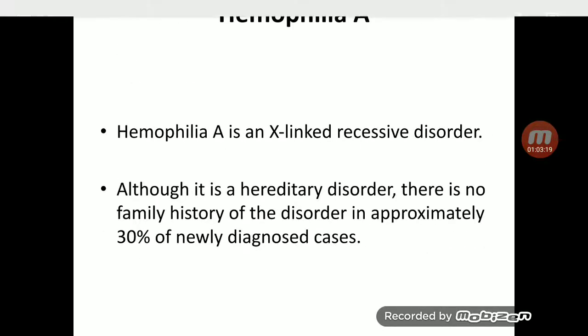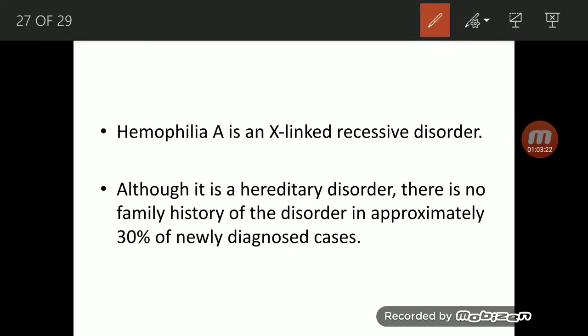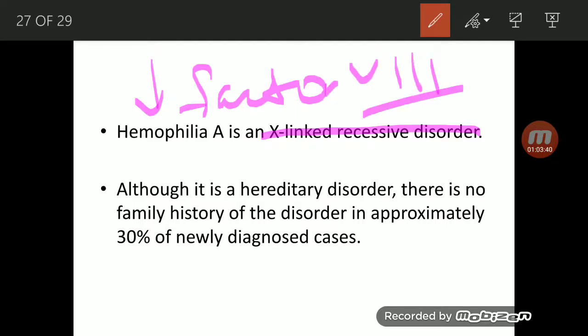Hemophilia A is one of the most common types of hemophilia. It is an X-linked recessive disorder, and because of this disorder there is decreased factor 8 activity. Factor 8 is a factor needed for coagulation. Either it is not being produced in enough amount, or its quality is not good enough to produce coagulation. So there is decreased factor 8 activity.